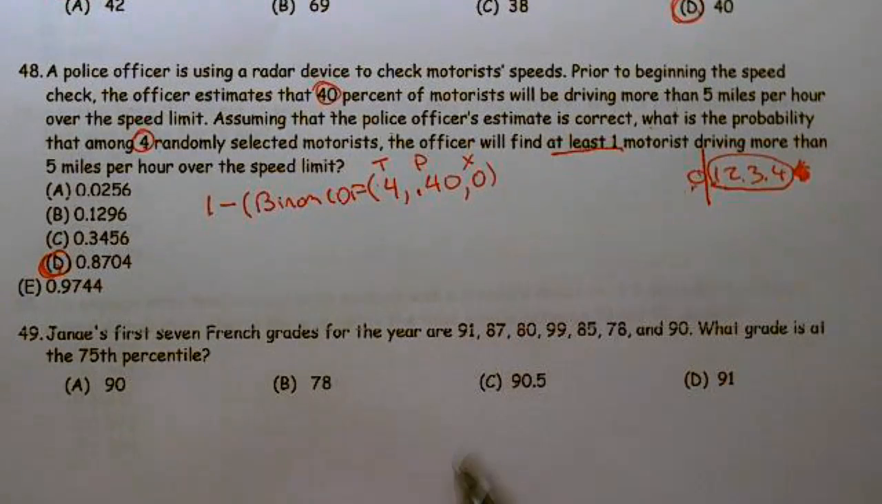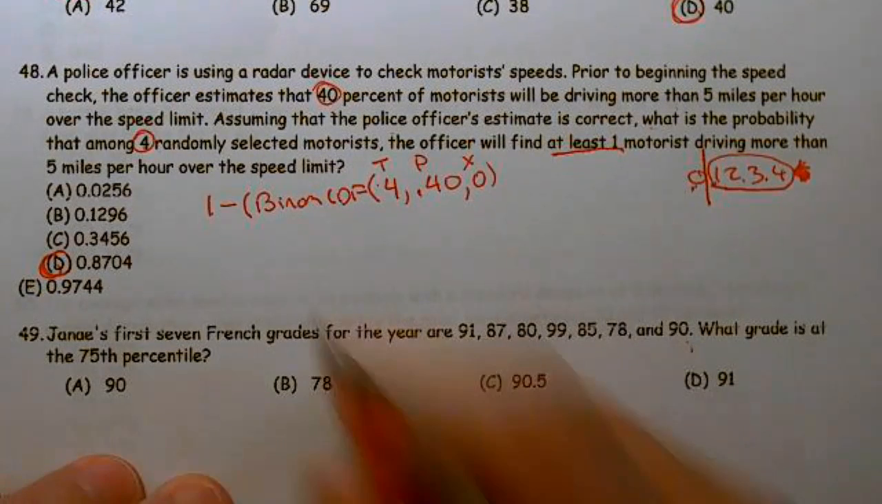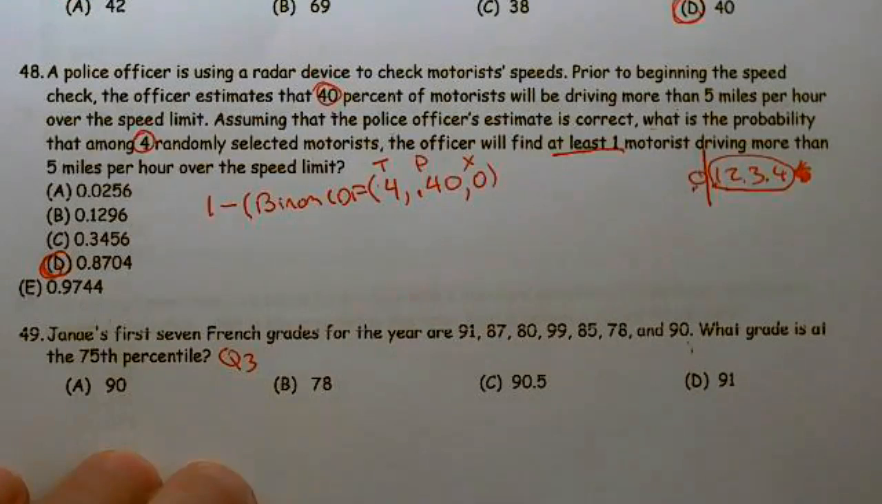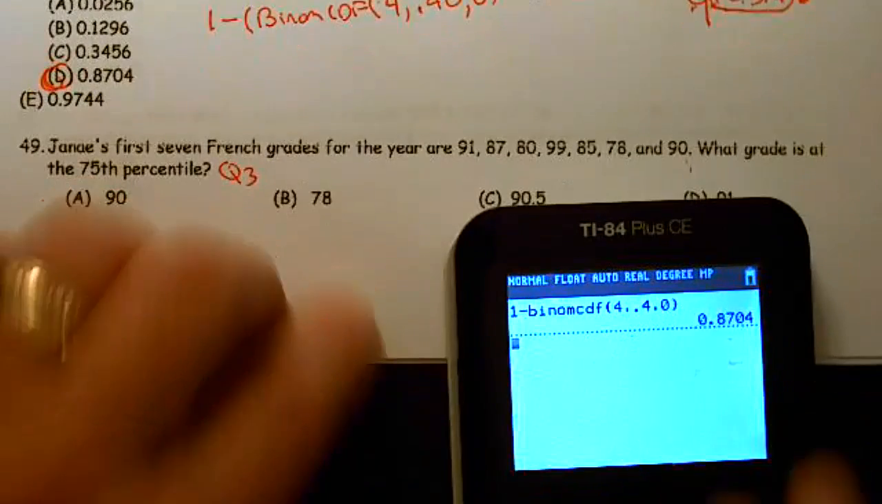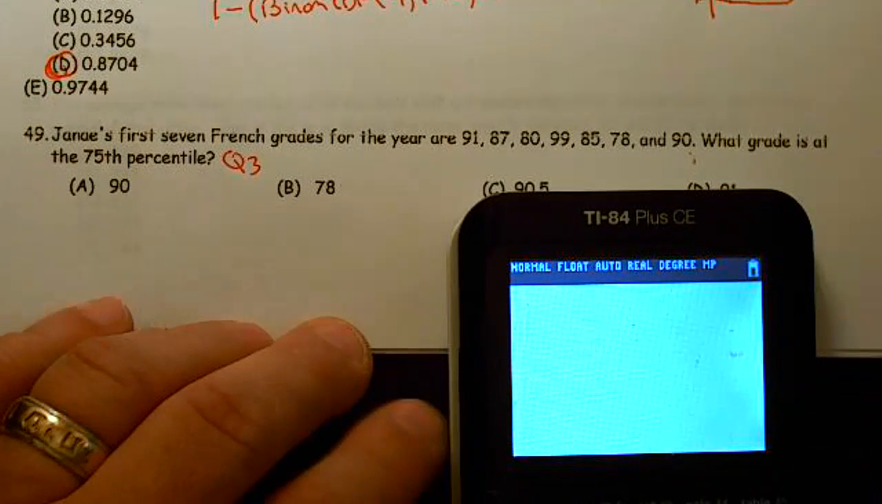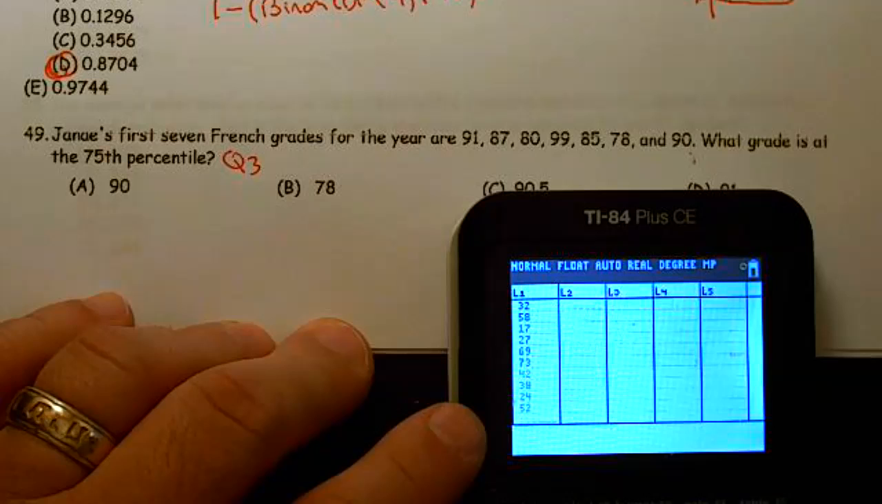Janae's first 7 French grades, this is number 49, for the year are 91, 87, 80, 99, 85, 78, and 90. What is the grade at the 75th percentile? So basically, we're looking for the 75th percentile, happens to be Q3. And I could either do this by making a box plot or just going stat edit and doing a stat calc. I'm going to do that version. I think it's much easier to read.